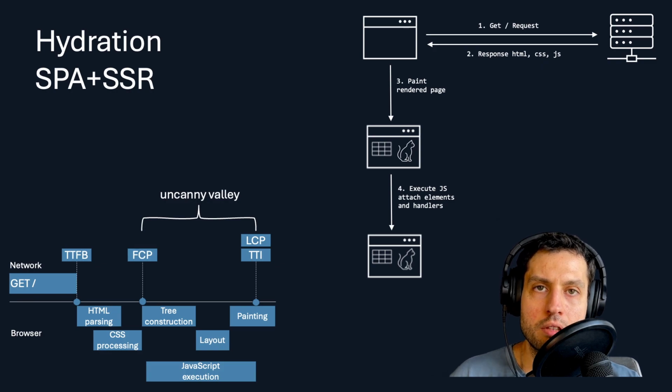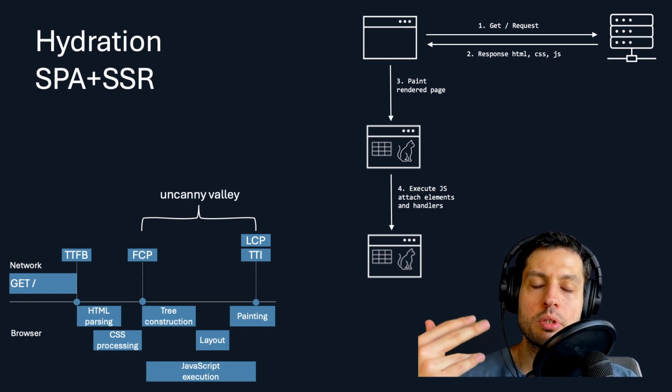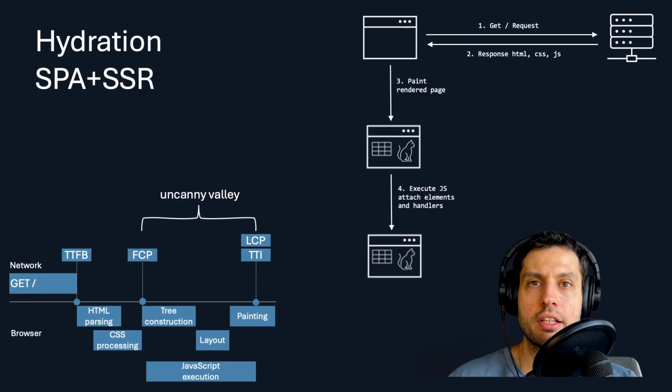So when we make a request, we get the fully rendered page together with all the HTML, CSS, and JavaScript. We follow the critical rendering path, render the initially loaded page. Then we need to execute the JavaScript framework in order to go through the component tree and attach event handlers to all of the elements.